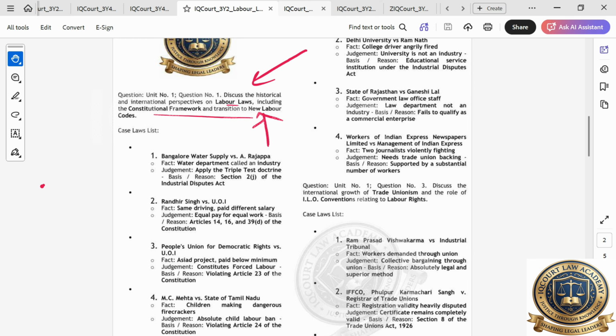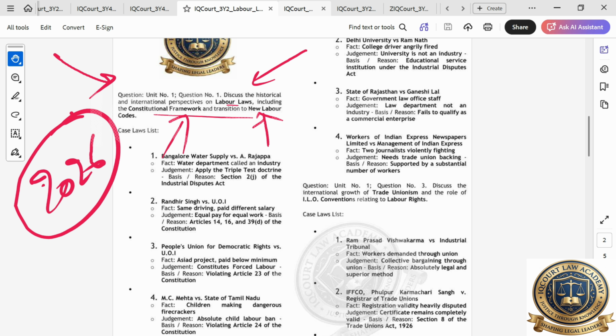See, a new code came in 2020, right? New, as per the new syllabus 2026. For that, they will ask this question: what are the case laws you have to write? That is Bangalore Water Supply versus Rajappa. This is a very famous case law.